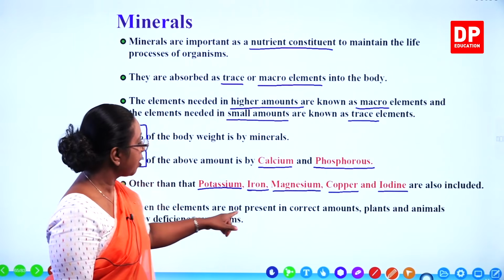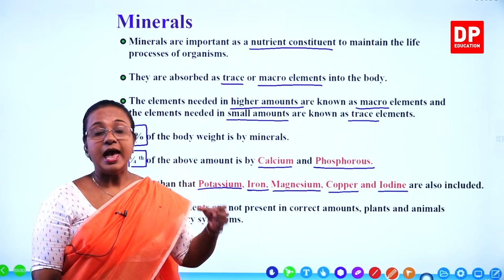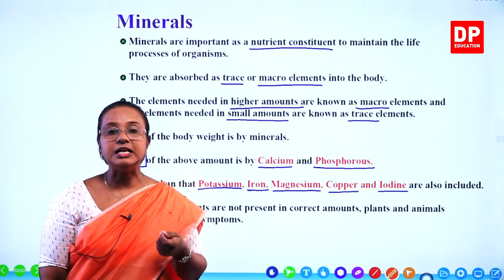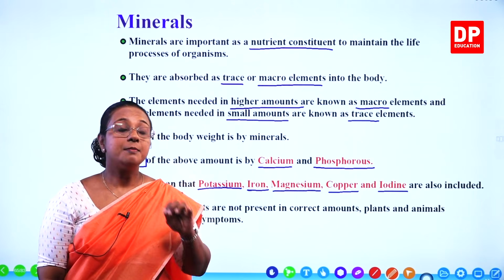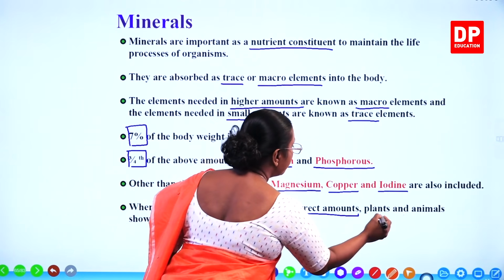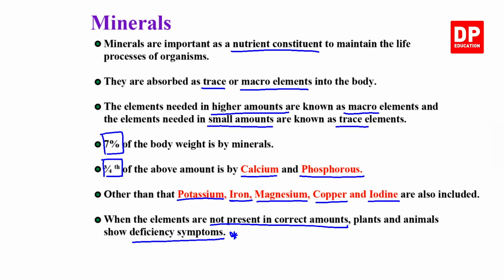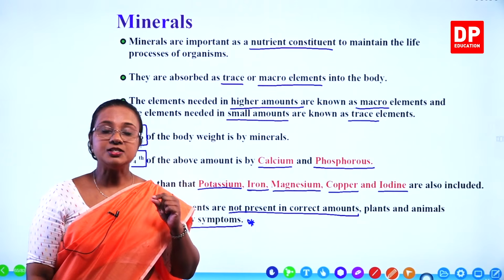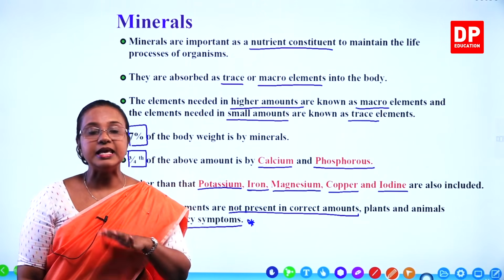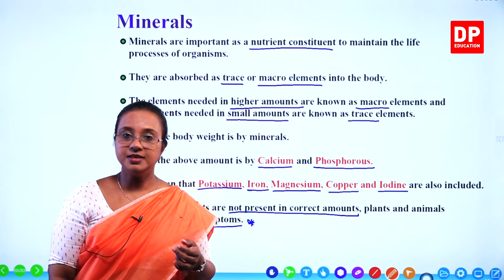When the elements are not present in correct amounts, so we need them in a small amount, and under that also some are macro, some are trace elements which are needed in very small quantity. But still, if they are not present in correct amounts, both plants and animals show deficiency symptoms. So even if that small amount is not present in the body, then there will be an imbalance in the body. That will lead to certain deficiency symptoms.